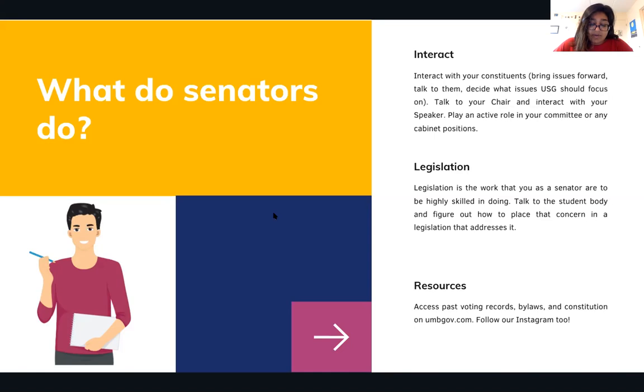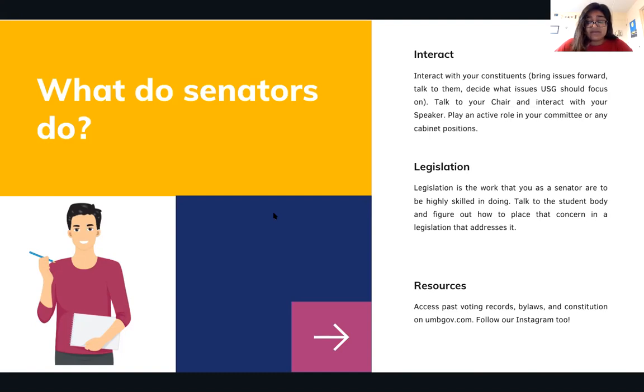The second main thing that senators should probably focus on, besides committee work, is legislation. Legislation is something you should be highly skilled in doing, and you should talk to the student body and figure out how to place certain concerns into a legislation that addresses it, because if it gets passed, those are avenues for change.